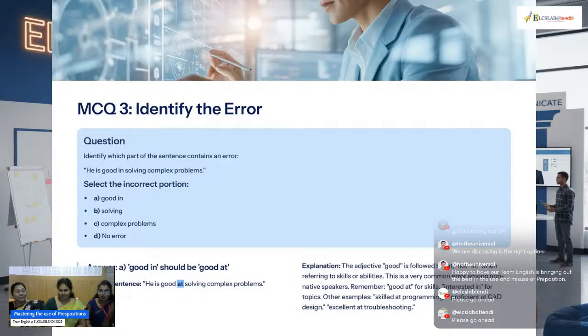Okay, so I'm good at speaking. So for skills, let's use at. For skills and abilities, capacities, capabilities, all this comes with at. Whereas interested things go with in.